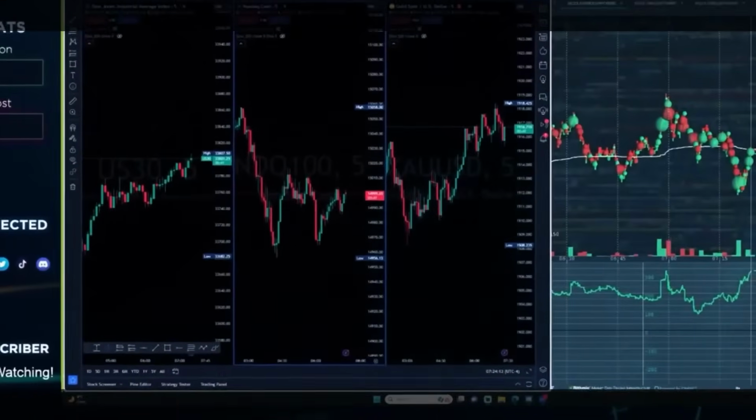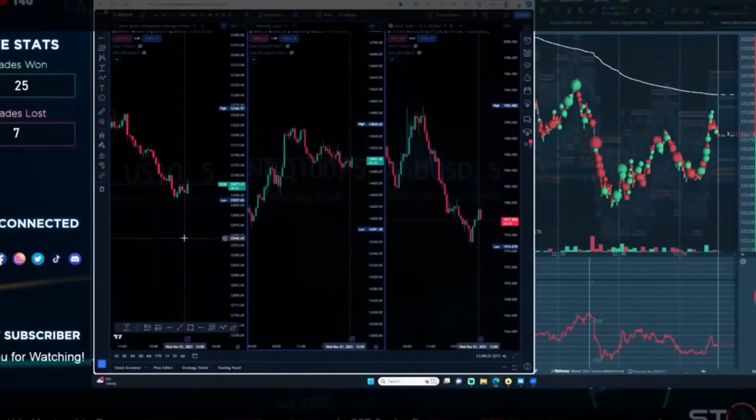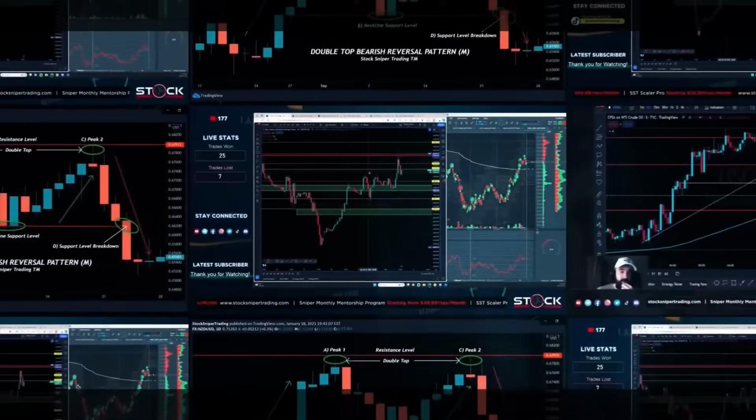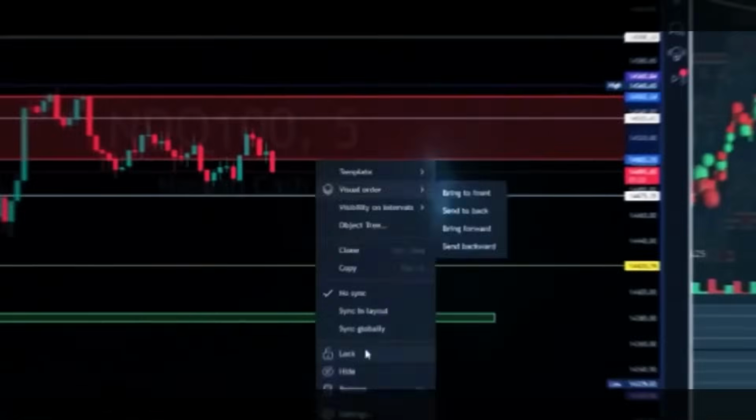In on US 30, sell, okay? I'm jumping in. Guys, that's a 100 pip drop. Yes, we caught it. Hey, guys, 200 pips, please secure.